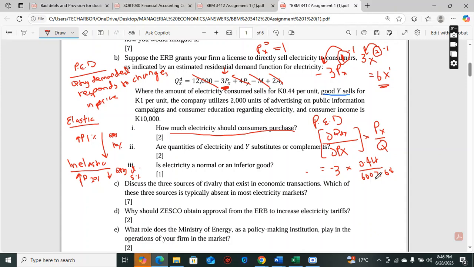7.44 divided by 6,002.68. Okay, that 7.3 e to the power negative 5 just means there are five zeros in front of it. So we multiply that by negative 3.